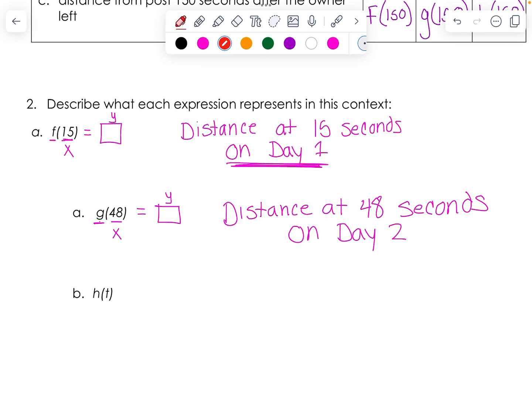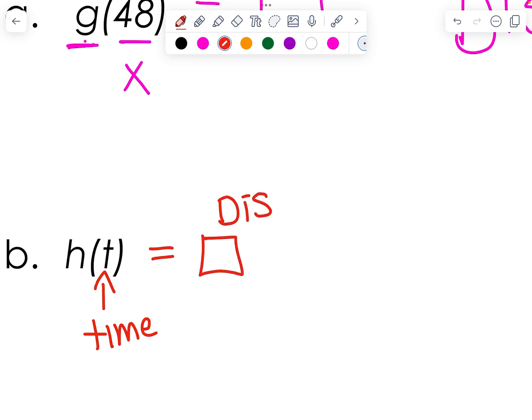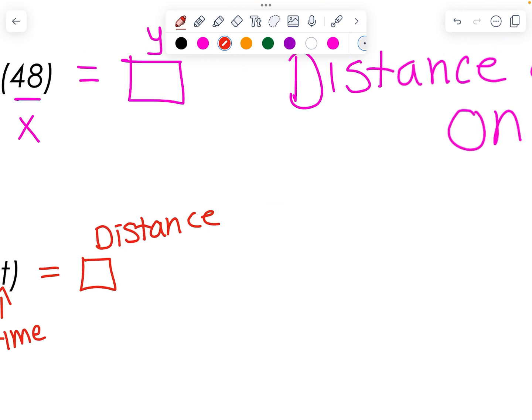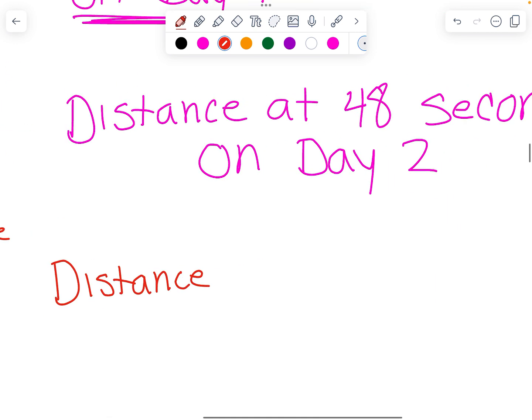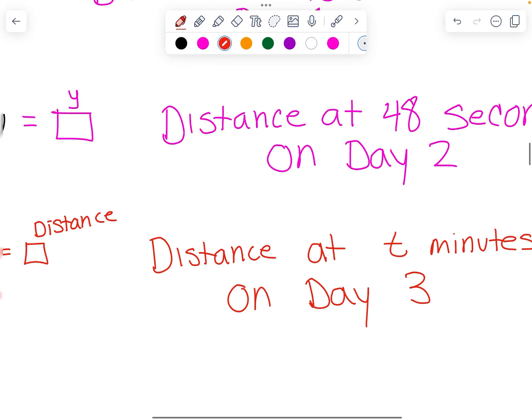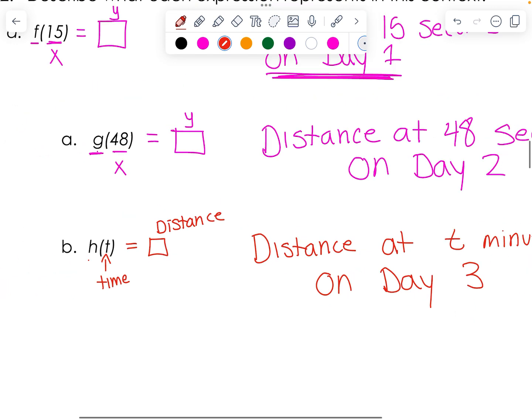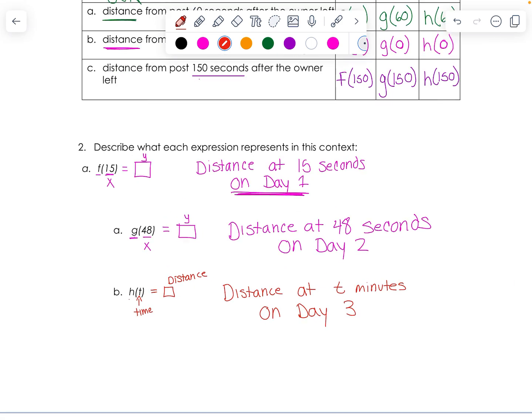The last one here, we have h of t. So we're not really given a number, but t just represents time. If we were to solve this, we would be finding the distance, okay? So h of t represents the distance at t minutes, we don't know the actual number, they just gave you a variable, on day 3, because they used the letter h and we labeled day 3 as h. Okay.